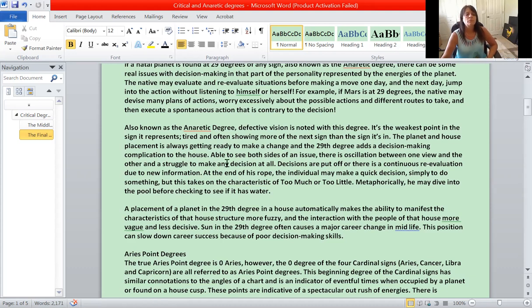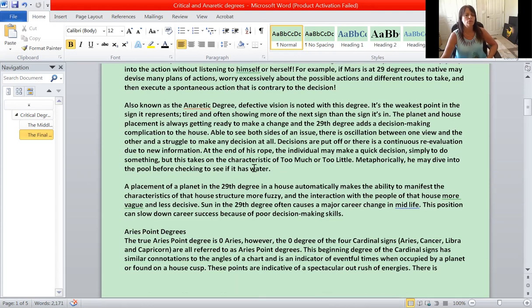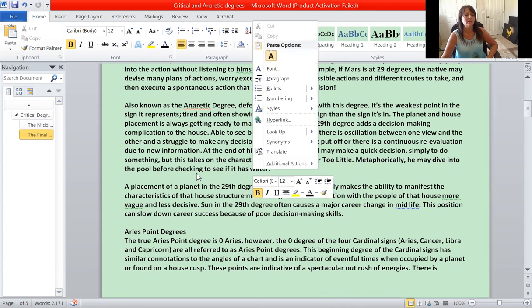Able to see both sides of an issue, there's an oscillation between one view and the other, and a struggle to make any decision at all. Decisions are put off, or there's a continuous re-evaluation due to new information. At the end of his rope, the individual may make a quick decision simply to do something, but this takes on characteristics of too much or too little. Metaphorically, he may dive into the pool before checking to see if it has water.